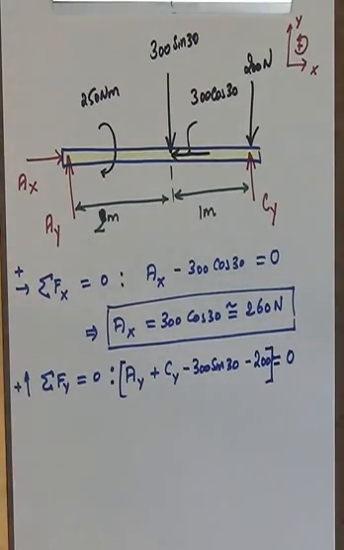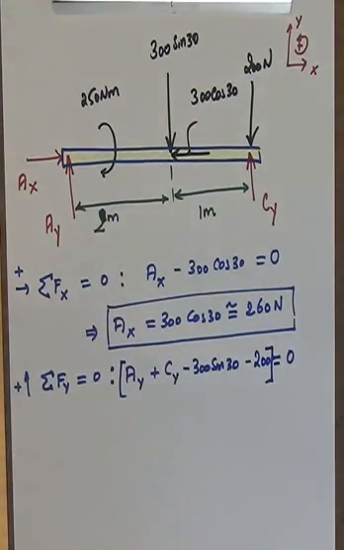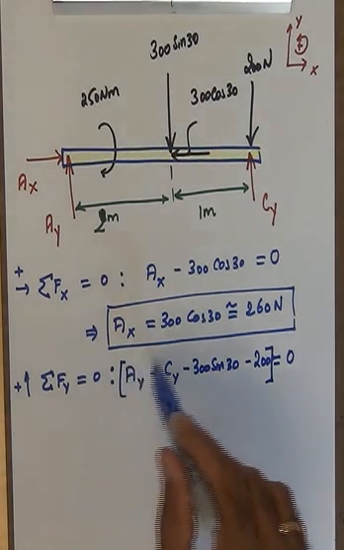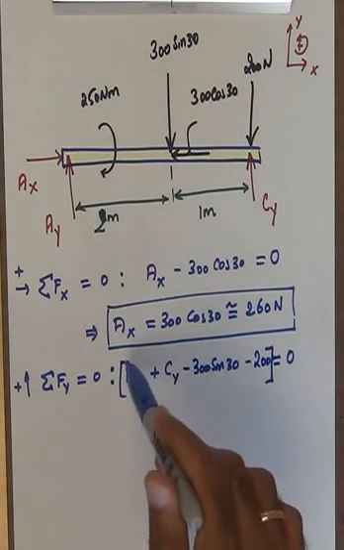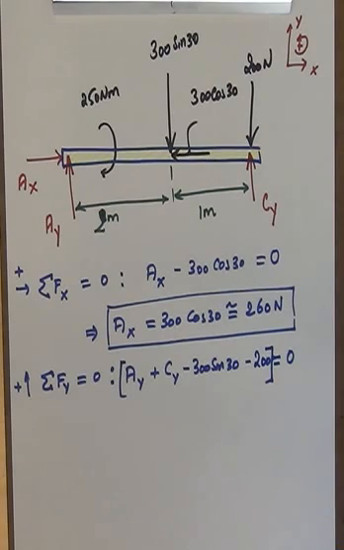Now be careful, when you do the summation of the forces, the couple moment will not play a role. The couple moment will play a role only when you do summation of the moments. And now you see that this equation here is not very useful because I do not know AY, neither do I know CY, which means I need to perform the summation of the moments about a convenient point.